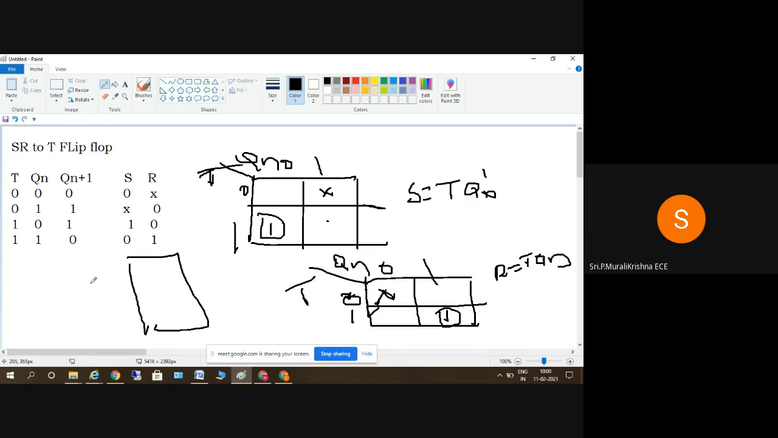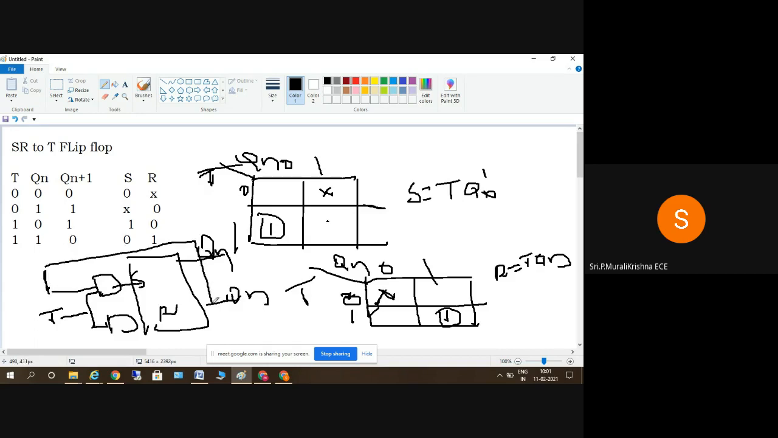So SR will be having the values here. This is S, this is R, this is Qn, and this is Q bar of n. So we'll be having a single input here, which is T. One of the inputs is T here, so T is given to both the AND gates. Another input is, one is having Q bar of n and the other one is having Q of n. So that will be the diagram, and the clock pulse is common. Clear?